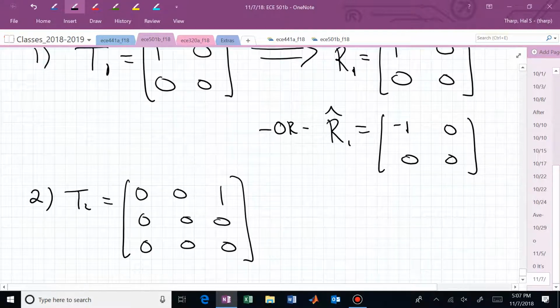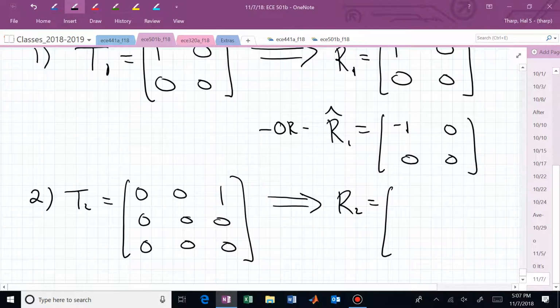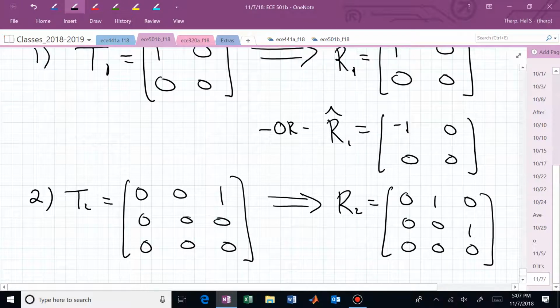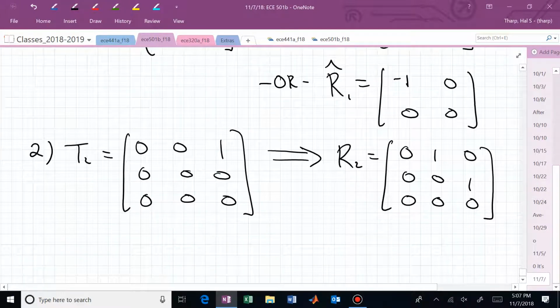What are the eigenvalues of that bad boy? 0, 0, and 0, right? It's upper triangular. Our eigenvalues are on the diagonal. One way to produce that from a product of two of the same matrix is that, R2.